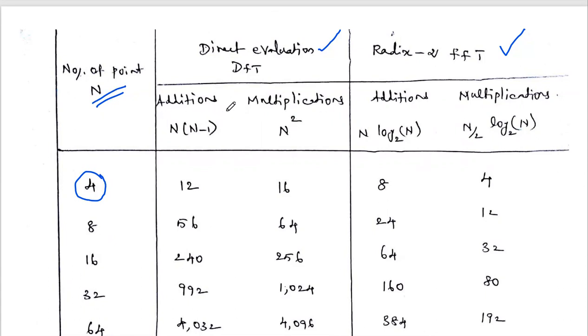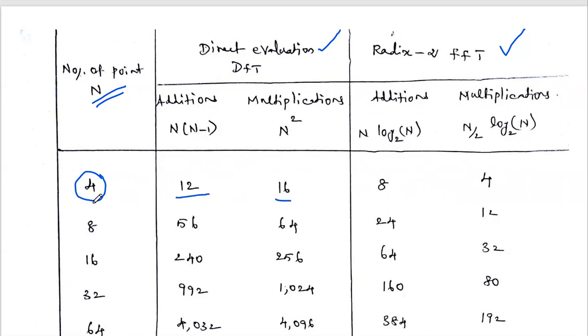How many additions are required to perform this direct evaluation? N into n minus 1. So you see, the number of additions is n into n minus 1, so 4 into 3, which is 12. Similarly, the number of multiplications required is n squared. So n squared means 4 squared, which is 16.